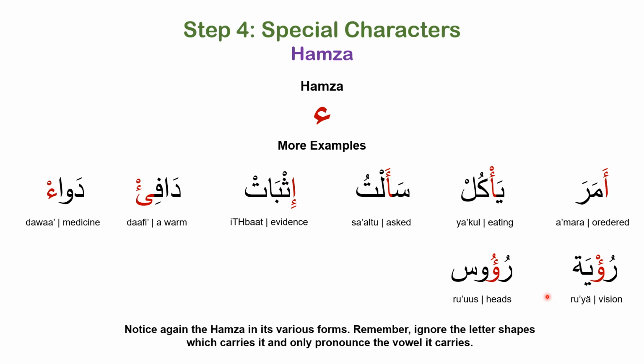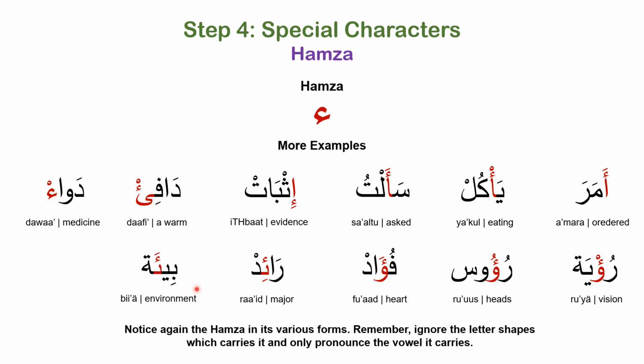Next example. Ru'us. Here, the Hamza is carrying a dhamma. It makes u. So the word is ru'us. Fu'ad, which means heart. Ra'id, which means major. Bi'a, which means environment. Mali'a, which means full. Okay, awesome.